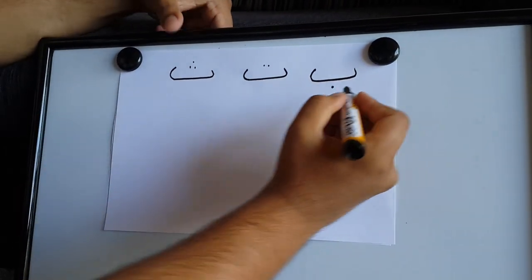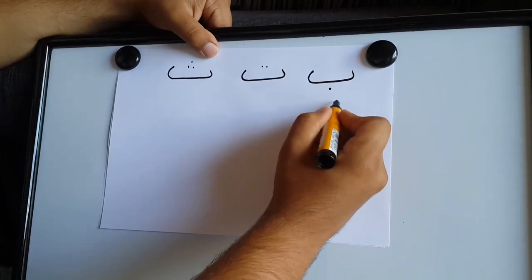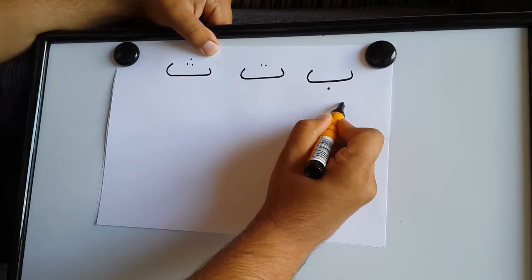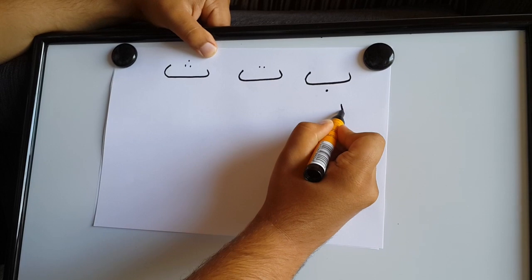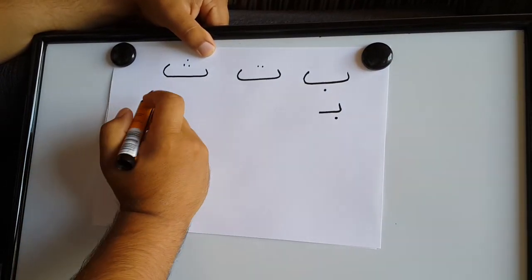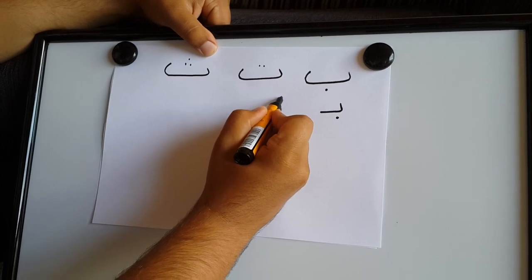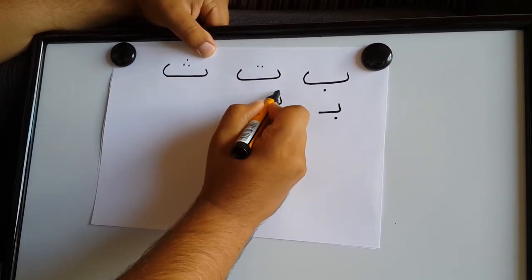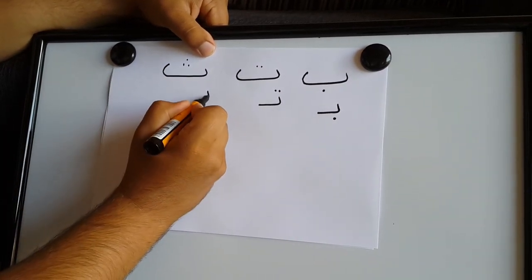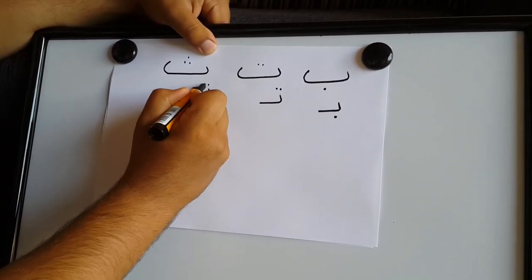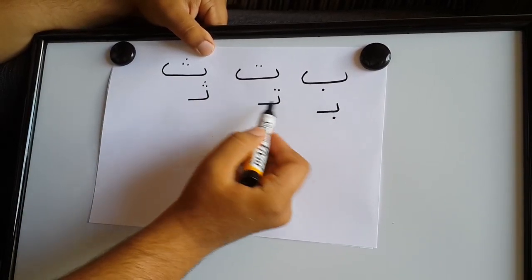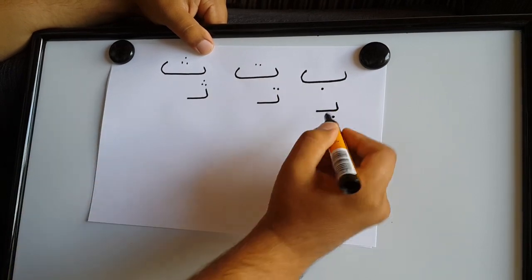Tha. Okay, and now the initial position for Ba writing is we start here with one dot, Ba. For Ta, the same, but with two dots above. And for Tha, 1, 2, 3. Ba, Ta, Tha.